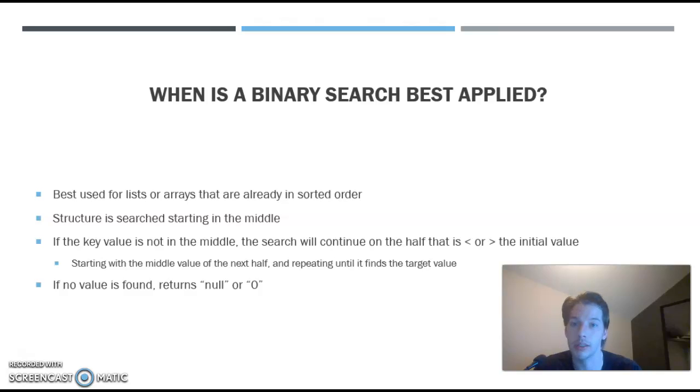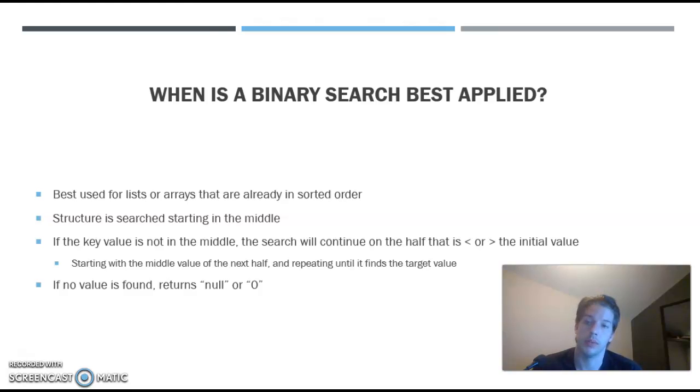So when is a binary search best applied? Best used for lists or arrays that are already in sorted order. The structure is search starting in the middle. If the key value is not in the middle, the search will continue on the half that is less than or greater than the initial middle value.